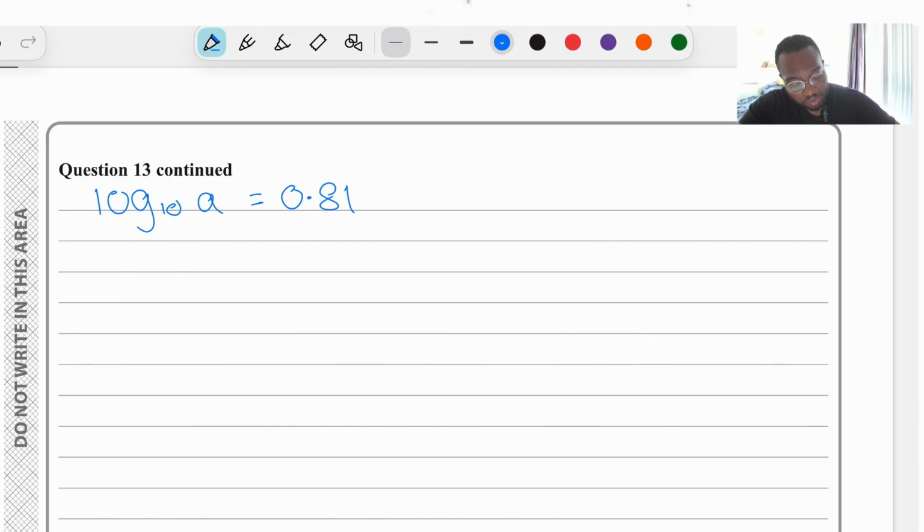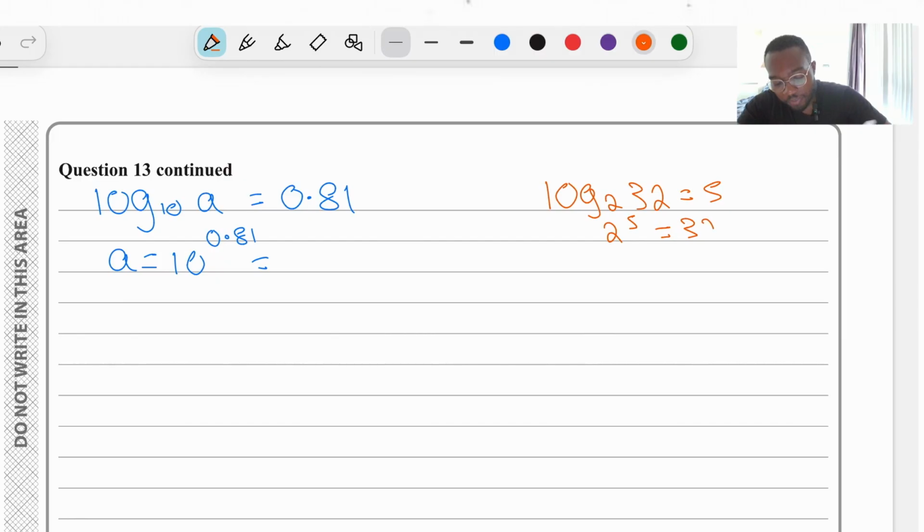So if you do that, A would be equal to 10 to the power of 0.81. Now, if you're unsure what to do with what, I always like to do an example in my head. I don't know why, but for some reason, in my head, I always think of this example. Log base 2 of 32 is equal to 5, okay? And then in my head, I'm like, well, 2 to the power 5 is equal to 32. And then I just look at that and compare where my numbers are, and that helps me figure out where my numbers need to go. Just in case you're always like, what do I do? How do I rearrange this? Just think of it like this.